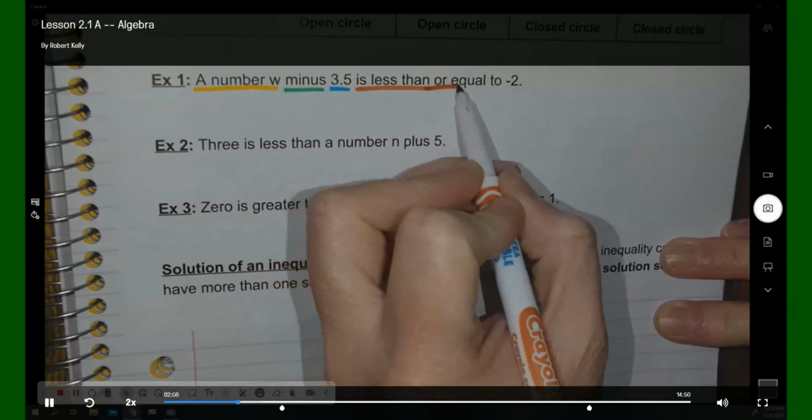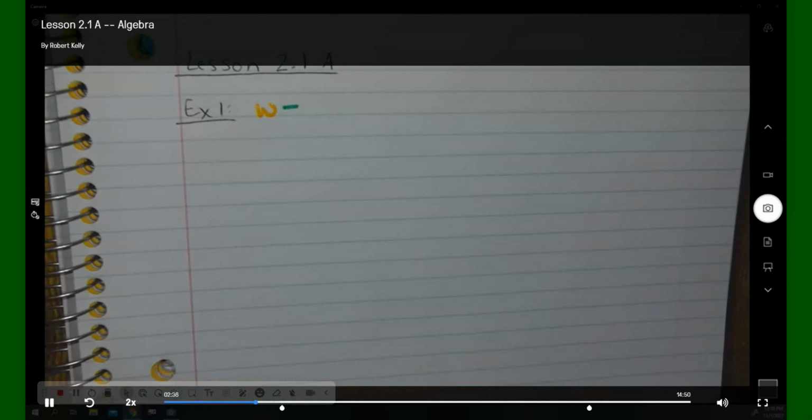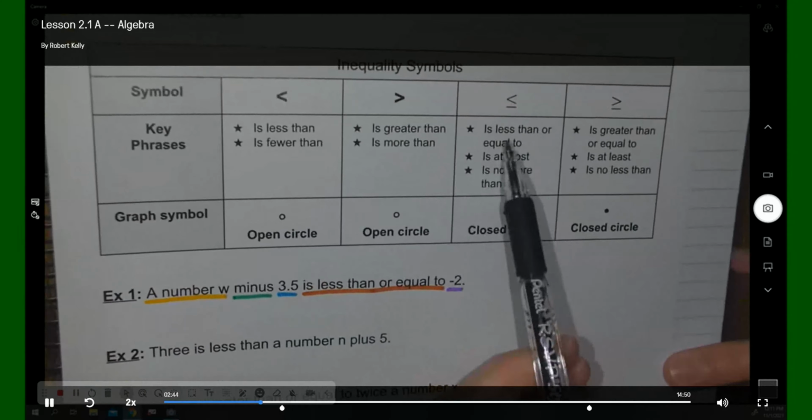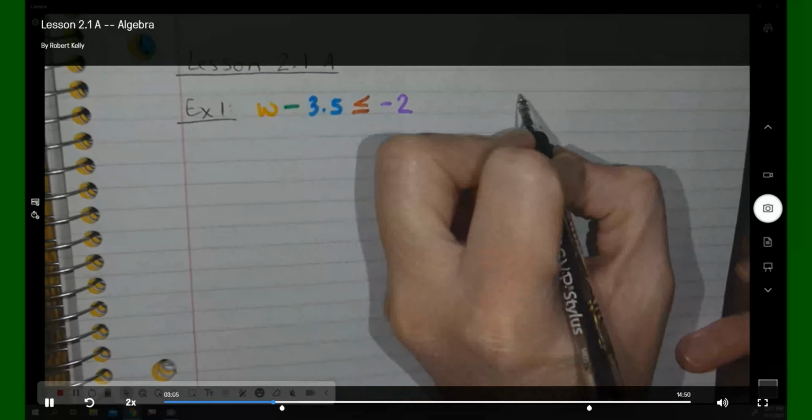Oh, and this one says is less than or equal to negative 2. So based on this information, I'm going to have a number W. So we've got W minus 3.5 is less than or equal to, so when I look at these, less than or equal to, that's this one here, negative 2. And that's all they want us to do. They don't want us to solve anything, simply taking the words and putting them into an inequality.